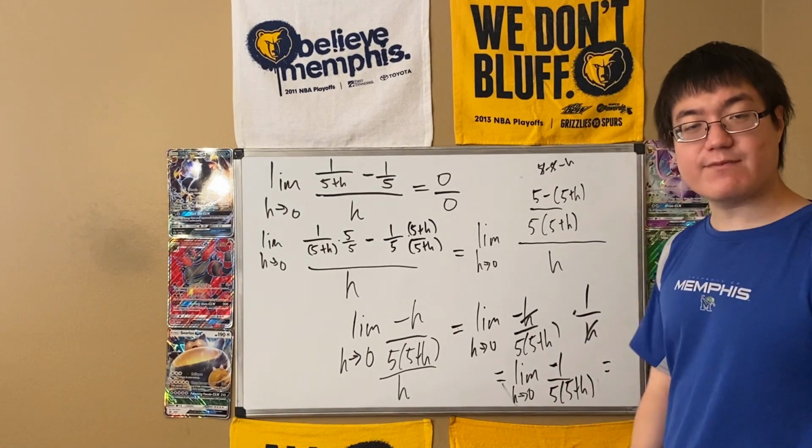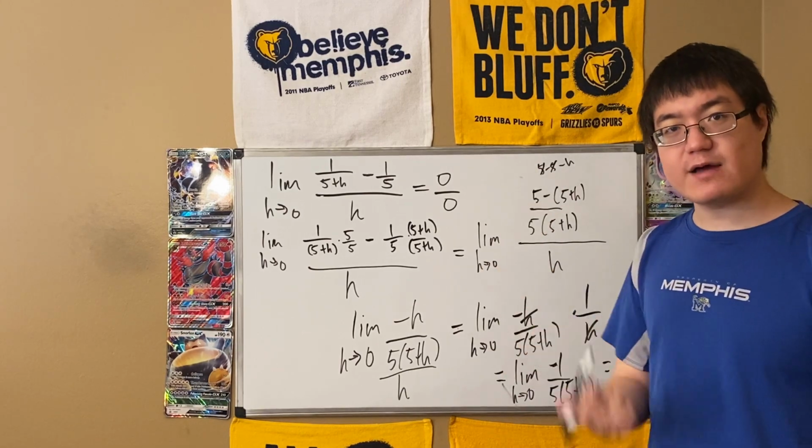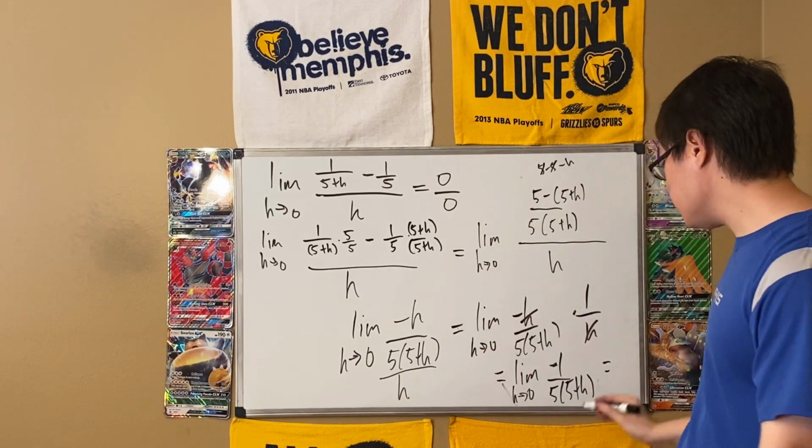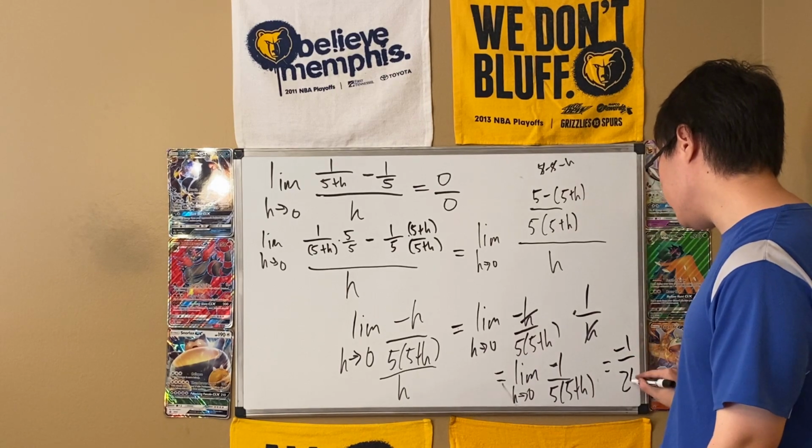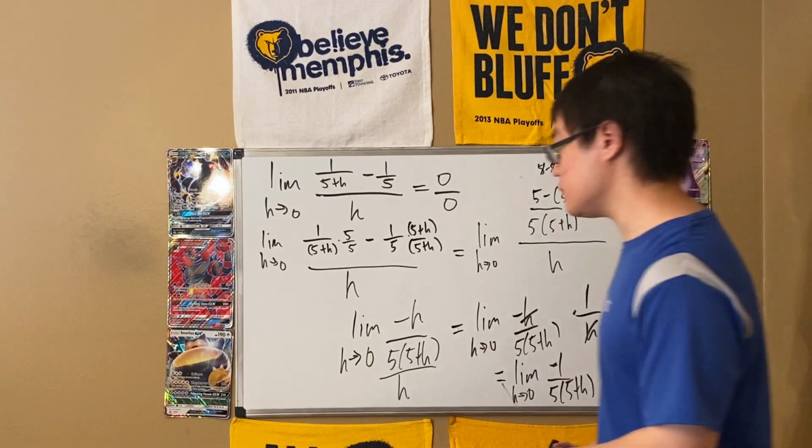When we plug in 0, it'll be 5 plus h, which is 5 plus 0, that's 5. 5 times 5 is 25. So it looks like our final answer is negative 1 over 25. And that is our answer.